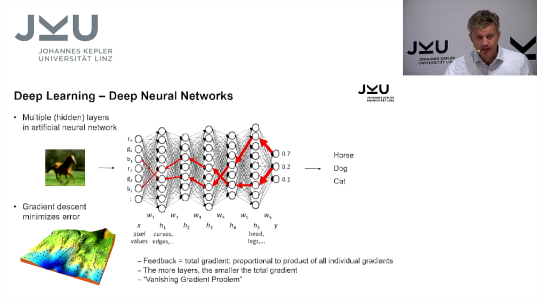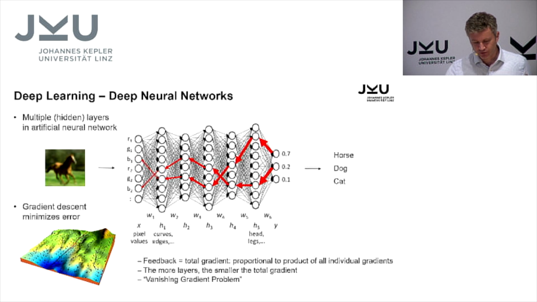So now let us quickly look at what I already mentioned in this deep learning subfield. In deep neural networks, we have multiple hidden layers in an artificial neural network, and there's a gradient descent method used to minimize the error.